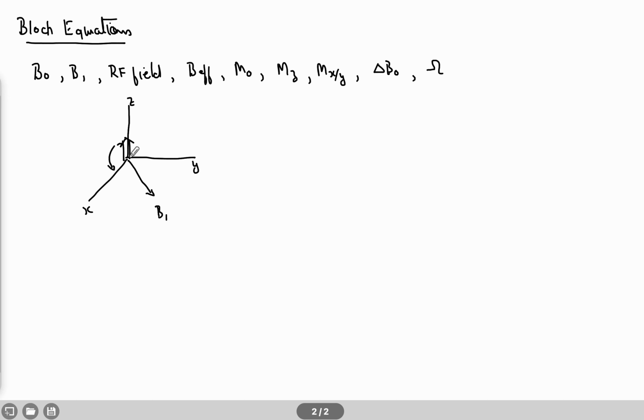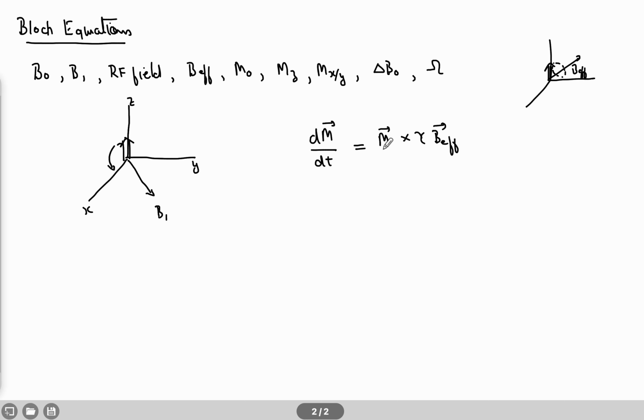So we are well aware of the fact that magnetization precesses about the effective field, and that is given by dM by dt is equal to M cross gamma B effective, right? This we have already seen. So in other words, if I want to draw it, if this is my B effective and this is my M, it will precess about this, right? It will precess about B effective, and it's given by this equation over here.